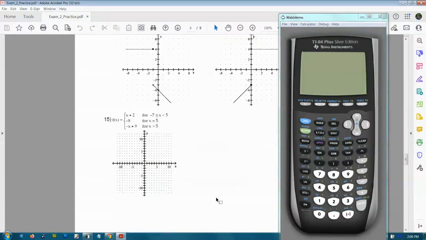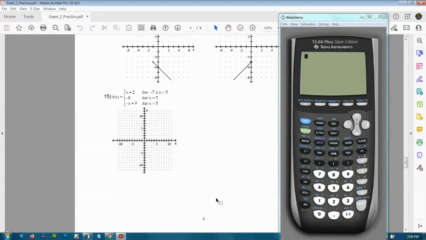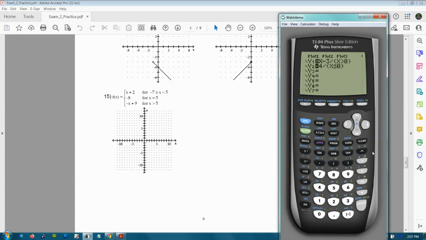Could I do the same thing in number 15? Yeah, but I want to at least go through it because of the compound inequality that you see here: -7 less than x less than 5. Those are tricky. So we go back to my y equals. I'm going to clear this off, hit enter. Clear the second one off, hit enter, and go back to the very first.